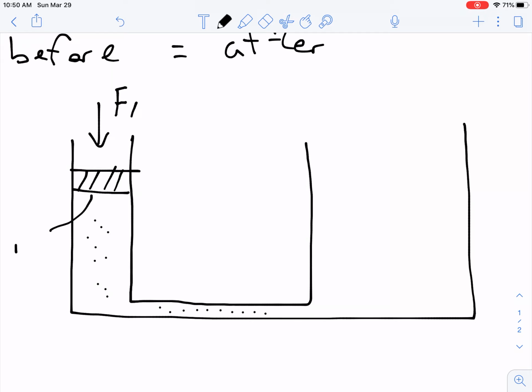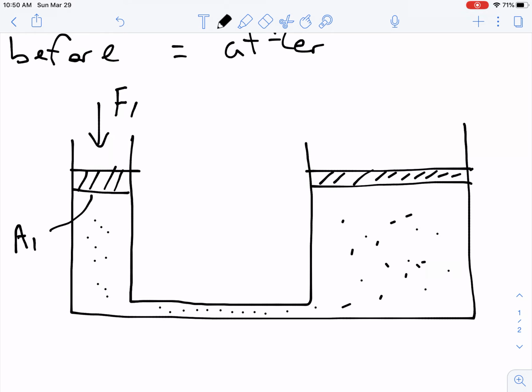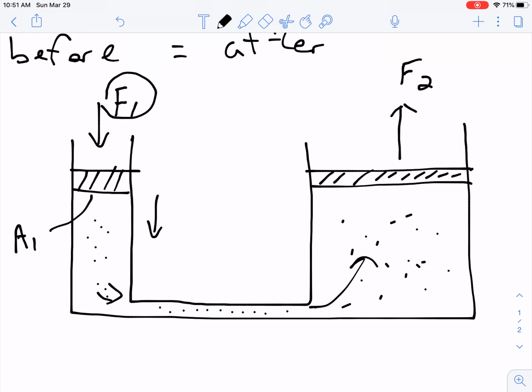This little one has cross-sectional area A1. Over here we have the large piston. This is the part that might be actually pushing on your tires. Here's all the fluid, and that will end up pushing up with some force, force 2. If I apply some force, force 1, and push down on this piston, that piston is going to move downward. That is going to push all that fluid and cause the piston on the left over here to move upwards.